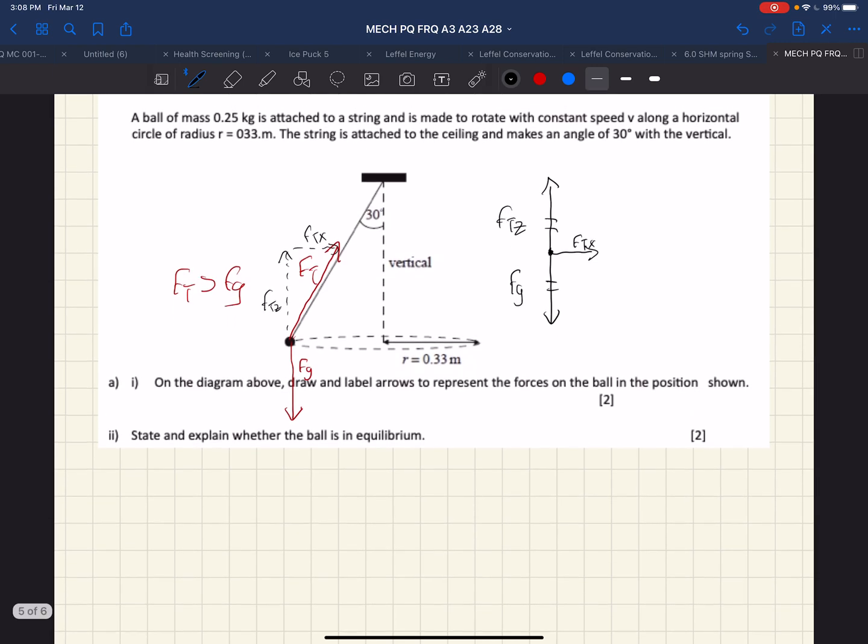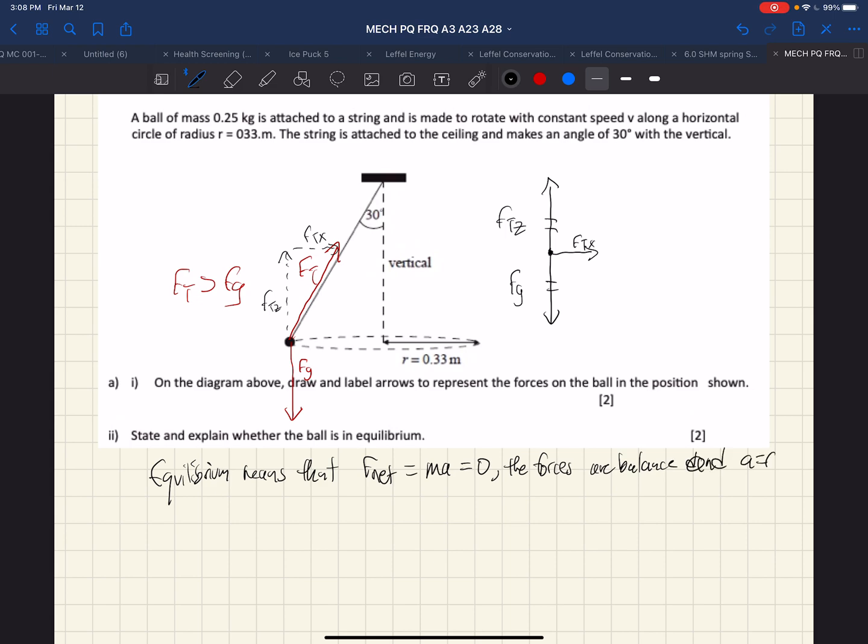So now we're asked to state and explain whether the ball is in equilibrium. Well, we start out with a definition. Equilibrium means that F net equals MA equals 0. The forces are balanced. And A equals 0.